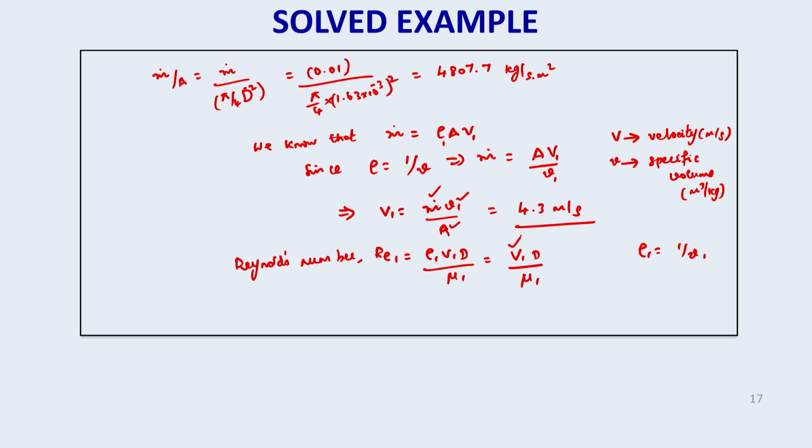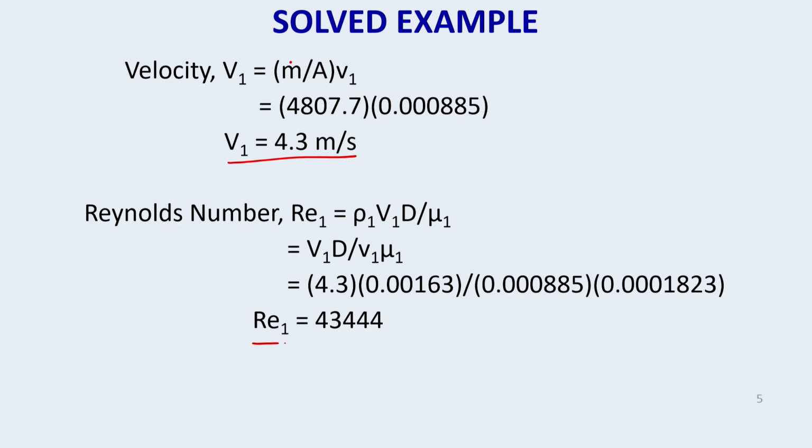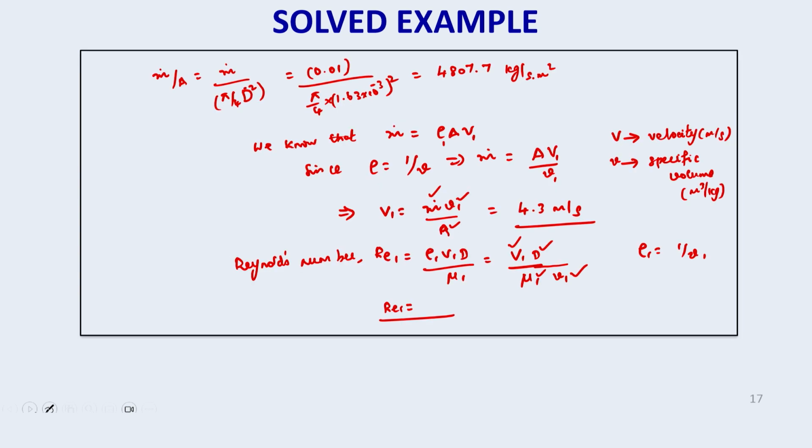This is the velocity which we have found. The diameter is given in the problem, and one more term will come, that is small v1. This is the specific volume which we have calculated, and this is the dynamic viscosity. So when you substitute, you will get the Reynolds number at the inlet as 43,444.